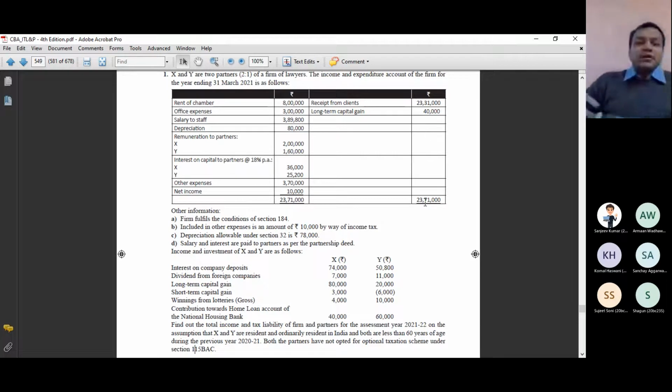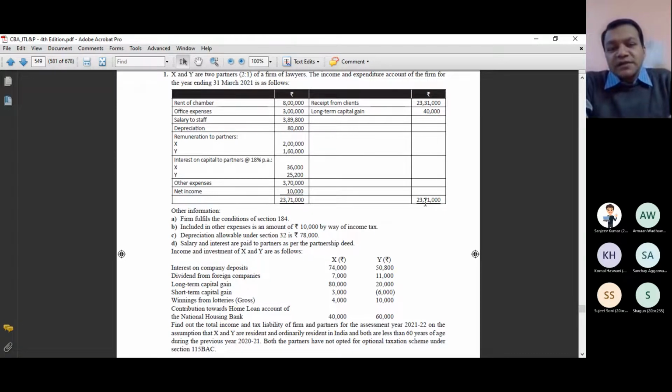X and Y are two partners, 2:1. This is the profit sharing ratio of a firm of lawyers, not liars, lawyers. The income and expenditure account of the firm for the year ending 31st March 2021 is as follows. Rent of chamber, debit side, office expense, salary to staff, depreciation. Depreciation, what we need to check in depreciation, that this is as per section 32. Remuneration to partners 2 lakh 1 lakh 60. I will add back this remuneration and I will deduct as per the provisions which I have just studied.